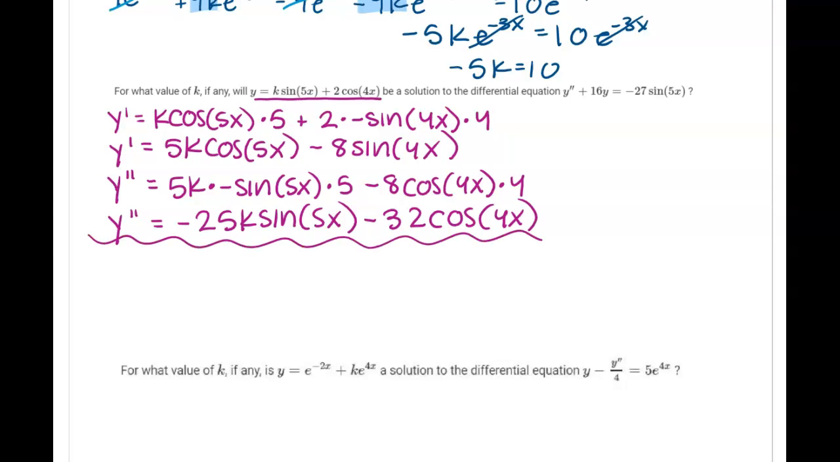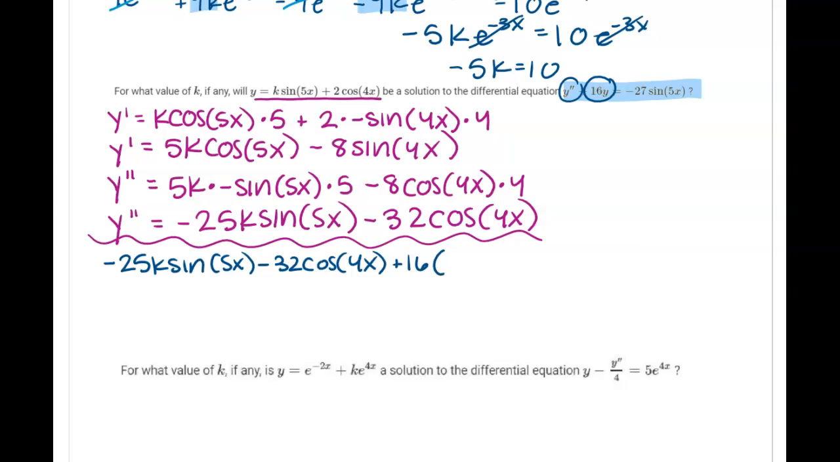Now we plug into our differential equation to solve for k. It's almost always k for whatever reason. It could technically be some other constant, but it'll probably be k. So then y double prime, we have negative 25k sine of 5x minus 32 cosine of 4x, plus 16y. So plus 16 times our original function, which was k sine of 5x plus 2 cosine of 4x. I'm going to write small and fit it, equals negative 27 sine of 5x.